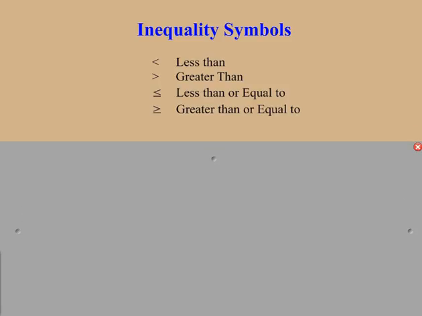So we start with a review of the inequality symbols. We have less than, greater than, less than or equal to, and greater than or equal to. I'll point out the obvious here that the symbols that have the equal to part under the inequality symbol include the equal to.